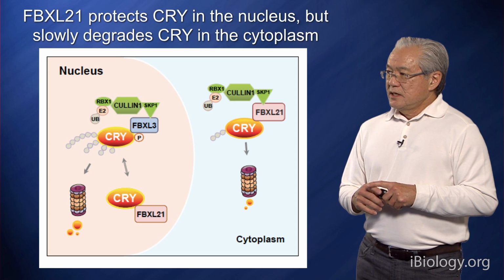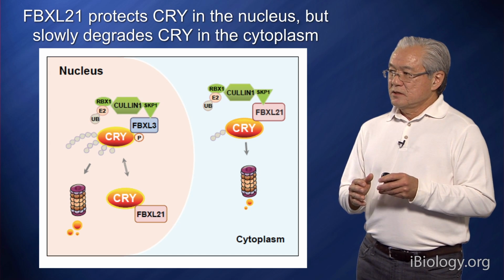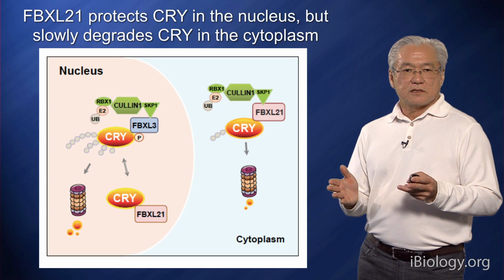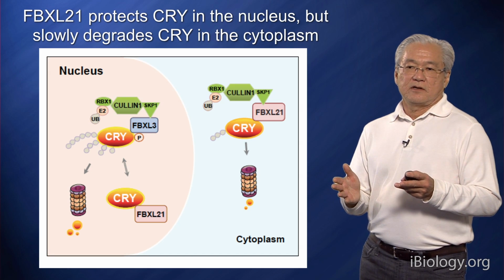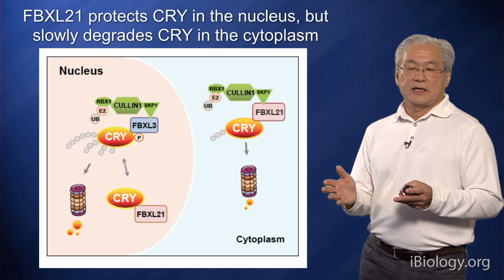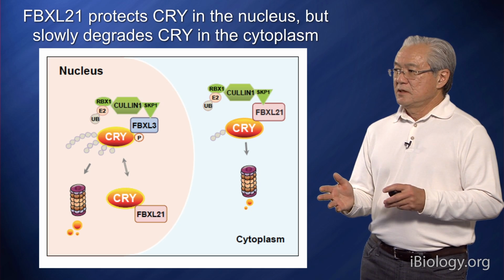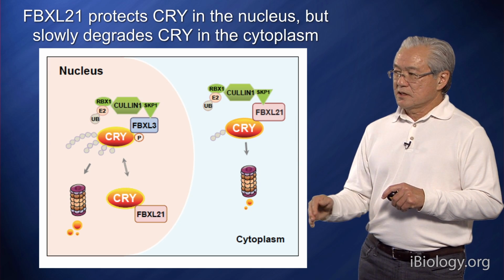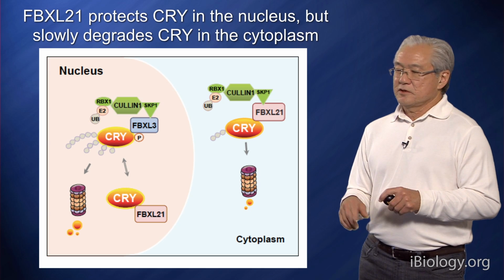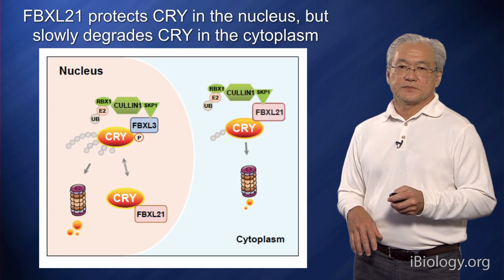And the second is that related F-box proteins might have very different functions in the cell, both location, but also on their effects on the clock system, even though they look very similar at the sequence level.